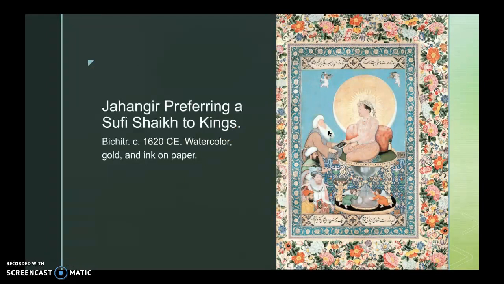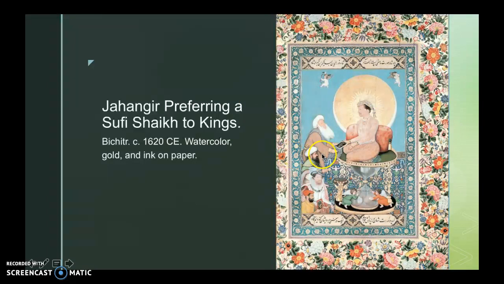Now, a Sufi would be a practitioner of a mystic form of Islam, and the story behind this is that Jahangir's father, Akbar, didn't have a male heir. And so he consulted a Sufi Shaikh and was told what he had to do. And then he followed the prayers that the Sufi Shaikh told him that he had to say and everything. And indeed, he was blessed with a son. He was blessed with Jahangir.